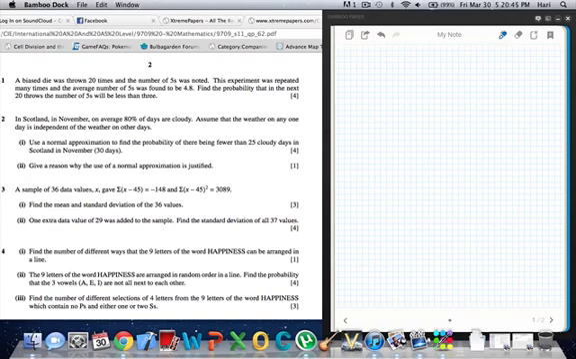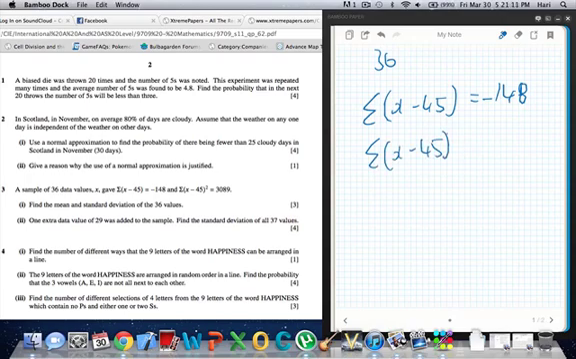This is the third question of the June 2011 paper 6 variant 2 statistics. Now the third question is slightly tricky. It says a sample of 36 data values of x gave sigma of x minus 45 a value of minus 148 and sigma of x minus 45 squared equal to 3089.